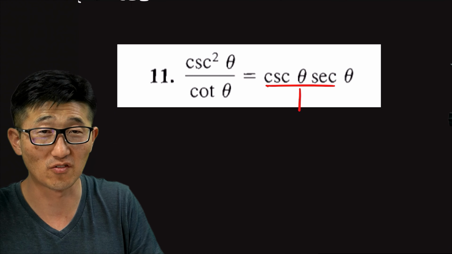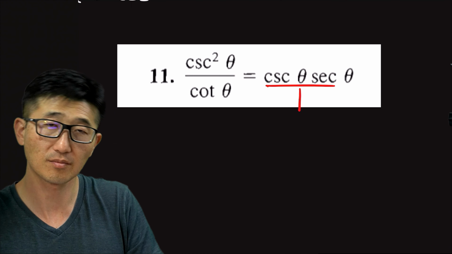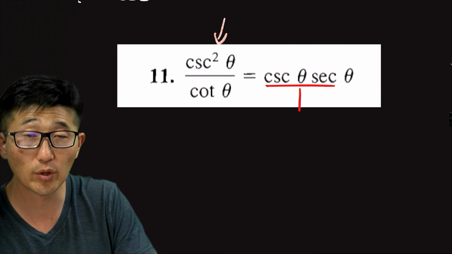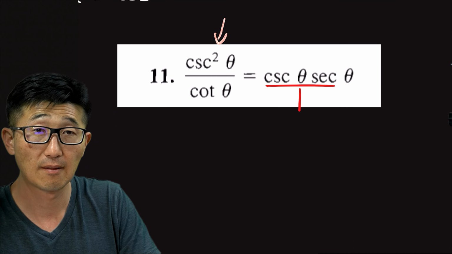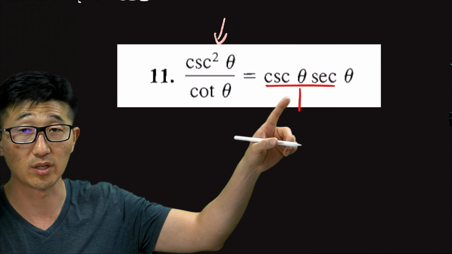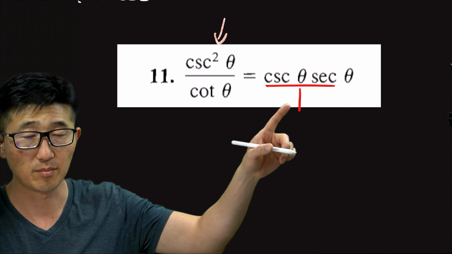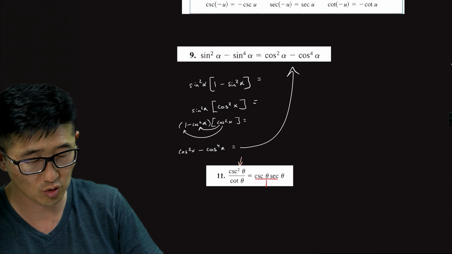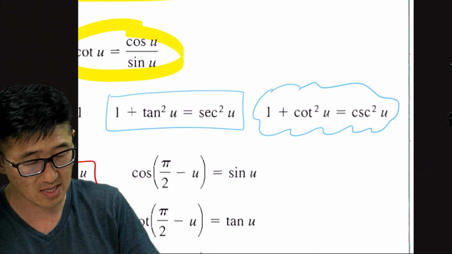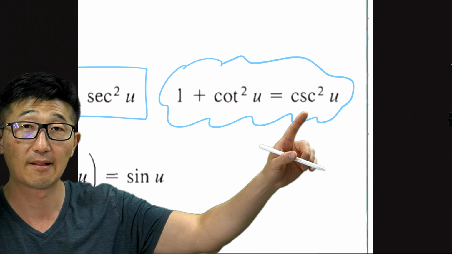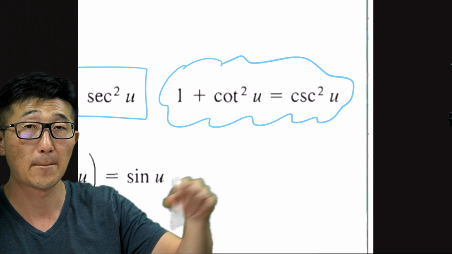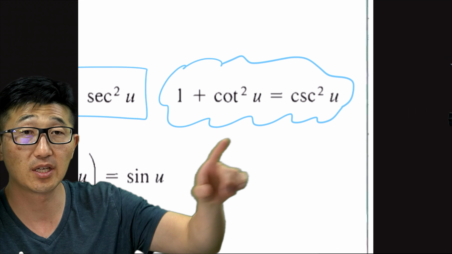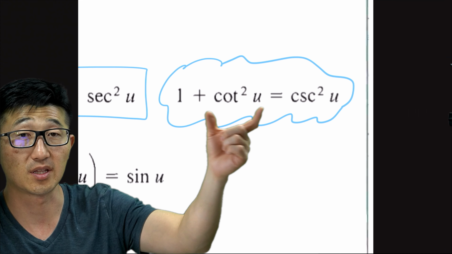Everything is a fraction, right? Second, what do I notice? Well, this one has a squared, but there's no squared on the other side. Because look, when I see a cosecant squared theta, my mind immediately goes to this identity. See this? Cosecant squared theta. But the real question is, should I replace cosecant squared with this?